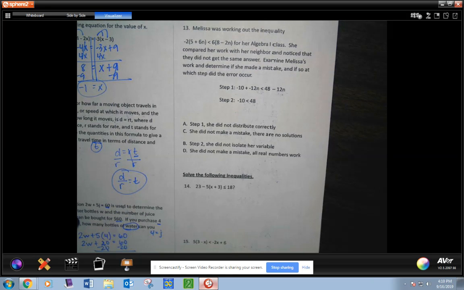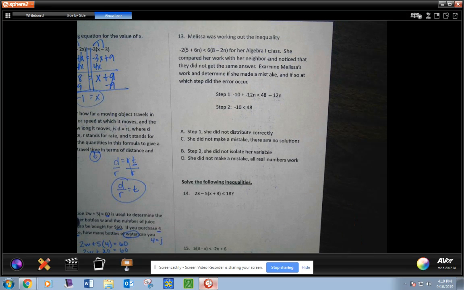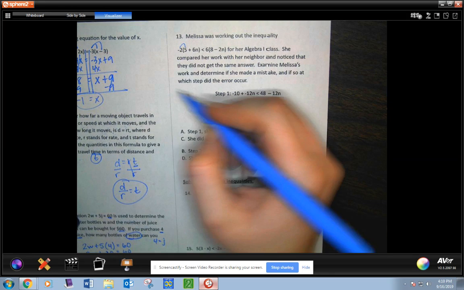Okay, for 13, Melissa was working out this inequality. Negative 2 times 5 plus 6n is less than 6 times 8 minus 2n for her Algebra 1 class. She compared her work with her neighbor and noticed that they did not get the same answer. Examine Melissa's work and determine if she made a mistake, and if so, at what step did it occur. So remember, the first step is to distribute, and I'm just going to write it over here to the side.